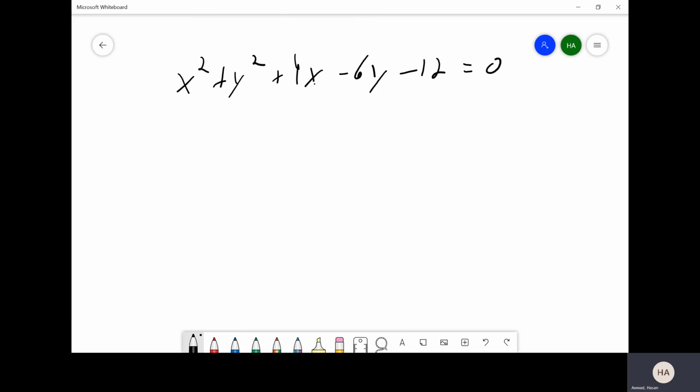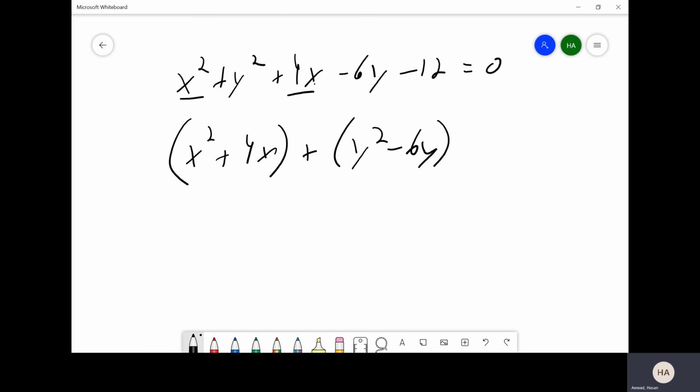All right. So first thing that we're going to do, we're going to group things together. So we have x squared plus 4x. Over here, we're going to have a plus y squared minus 6y, right? We're putting the x's together and we're putting the y's together. And the piece that's left over, that negative 12, we're just going to move over to the other side. So adding 12 to both sides, we get positive 12 on the right.